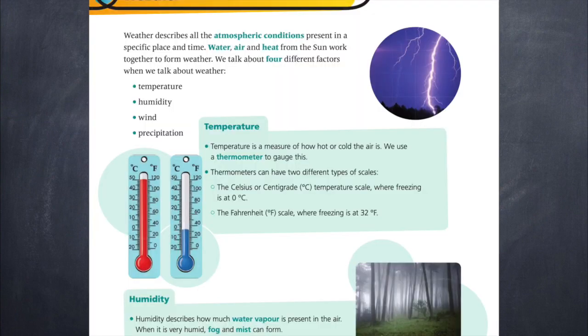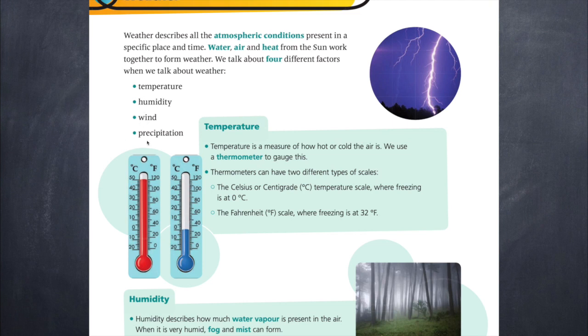First, we learned the concept of weather. Remember, weather describes all the atmospheric conditions present in a specific place and time. There are three elements that work together to form weather: water, air, and heat. As well, when we talk about weather, we have to say four different elements: temperature, humidity, wind, and precipitation.